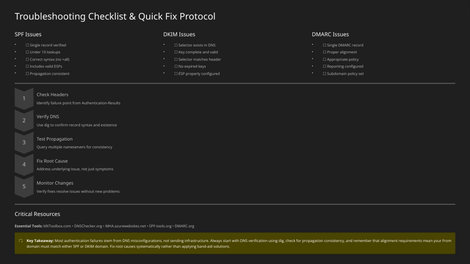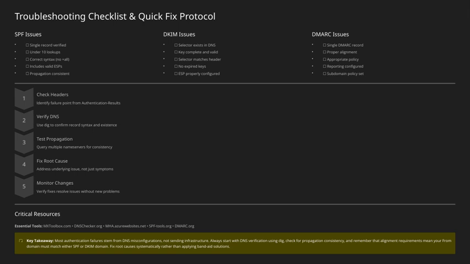Next, we look at DKIM, or DomainKeys Identified Mail. Verify that the DKIM selector exists in DNS, and that the associated key is complete and valid. The selector in DNS should match what's in your email headers, and check for any expired keys. Also, make sure your ESP is properly configured to sign emails with DKIM.